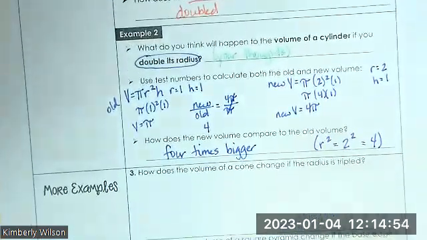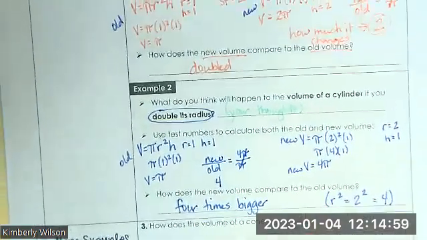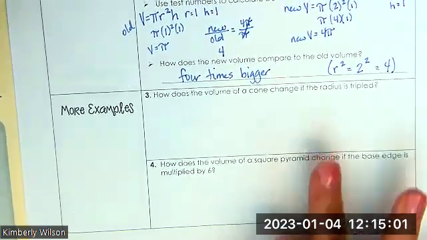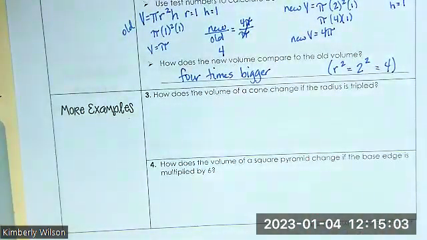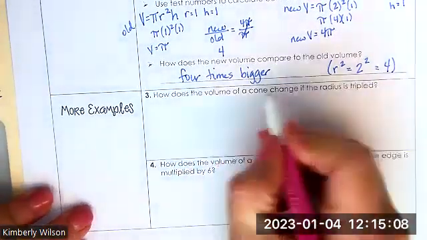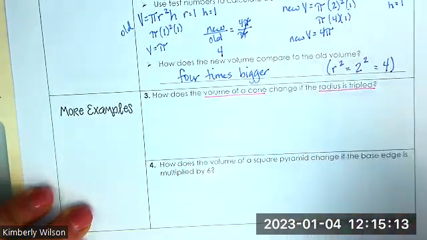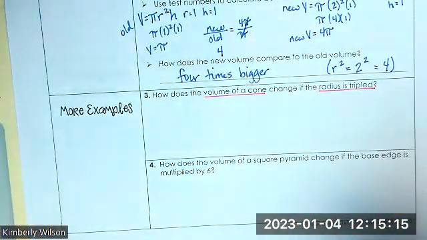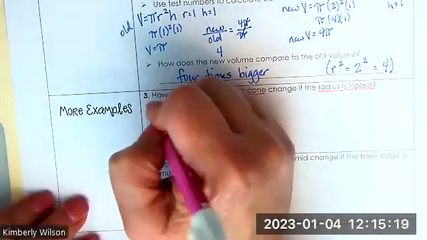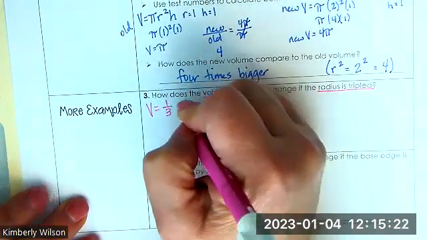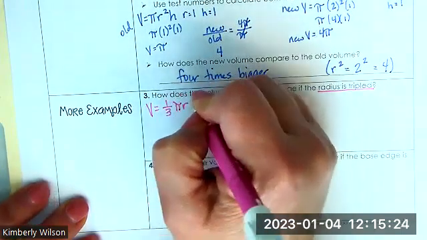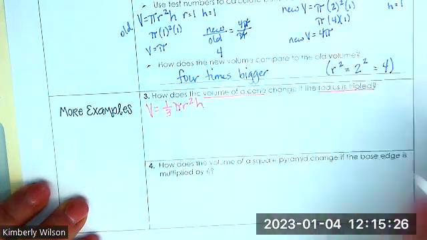Okay, moving right along. Let me angle this versus move the paper up. It makes it a little bit easier. Okay, looking at number 3. How does the volume of a cone change if the radius is tripled? Okay, so for the volume of a cone, remember that is 1/3 pi r squared times the height.